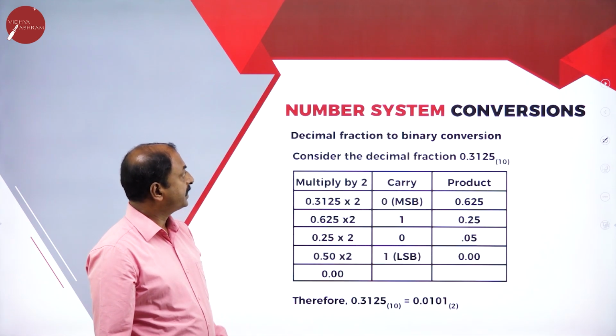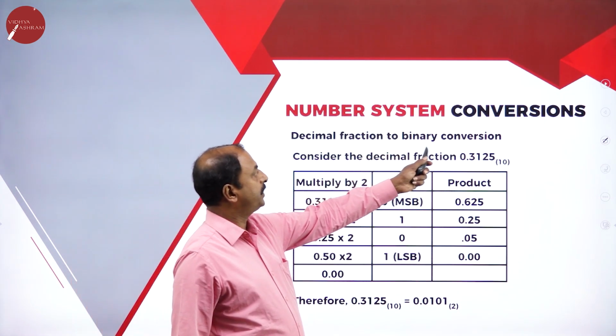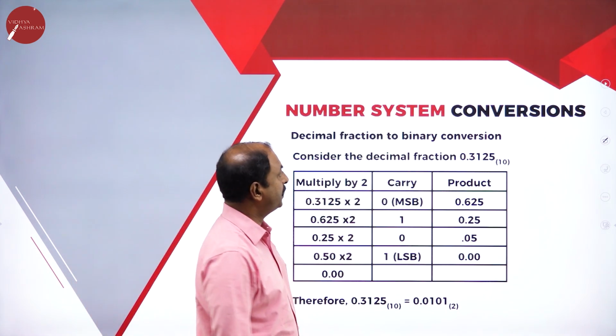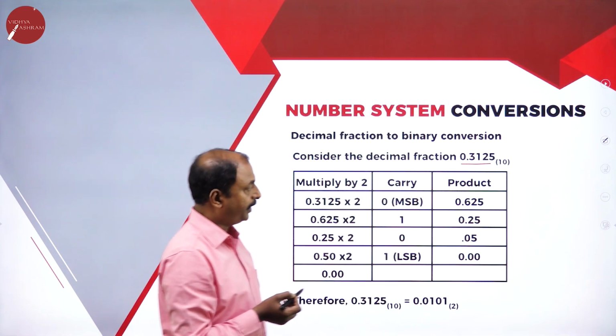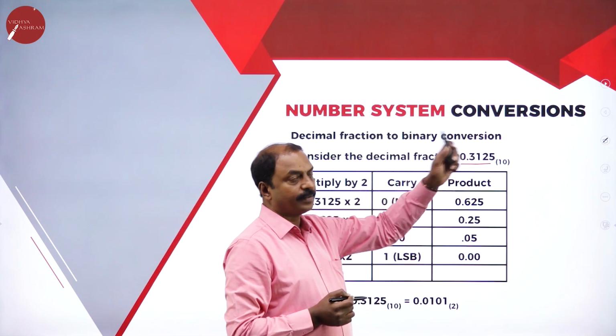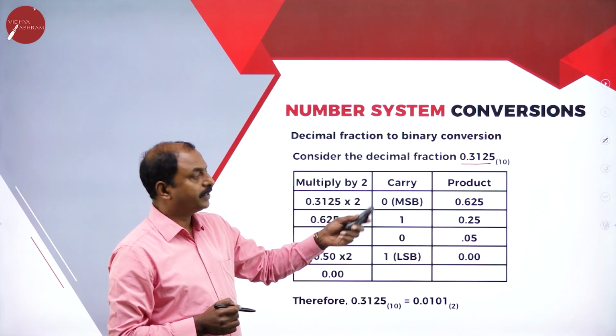Now let us move on to the next slide. Decimal fraction to binary conversion. So here observe this number. This is a decimal number of base 10. So this is a fractional number. So how do we convert this into binary?